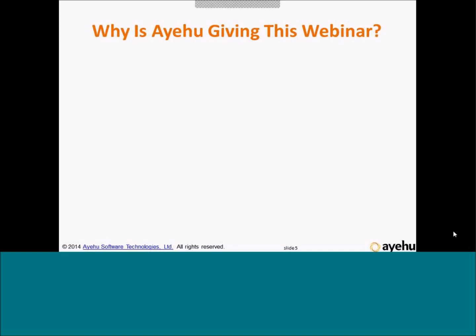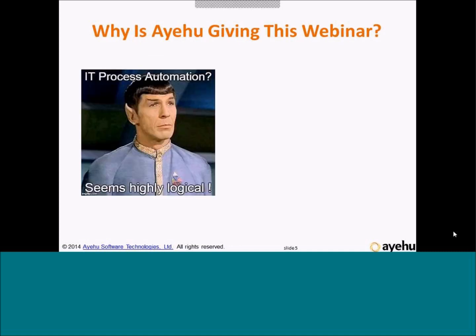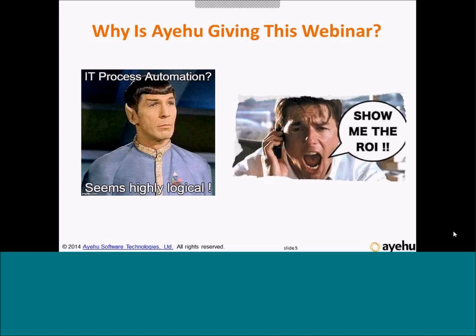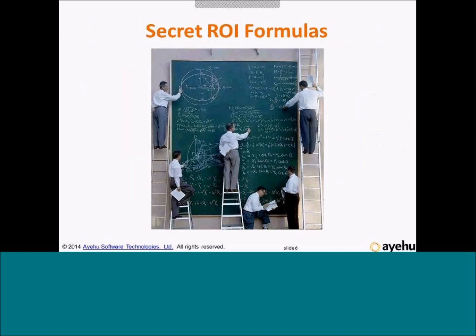So why are we doing this webinar? Well, we decided to put on this webinar because we talk to a lot of people who say that intuitively, IT process automation makes a lot of sense to them, and they can clearly see that this is the direction that the industry is going in. But they're not sure how to justify it from an ROI standpoint. So we're going to show you how to calculate the ROI of IT process automation.